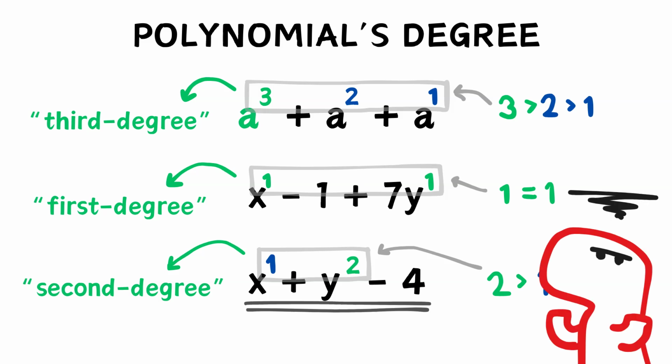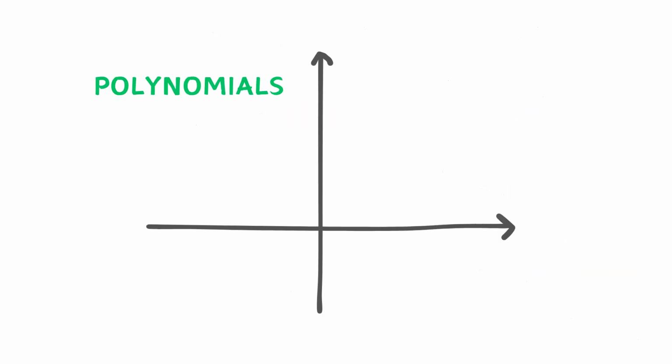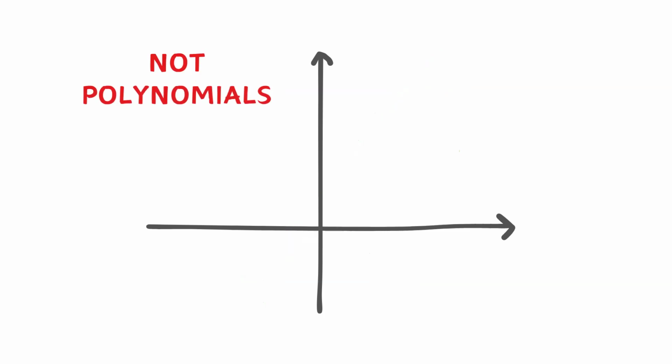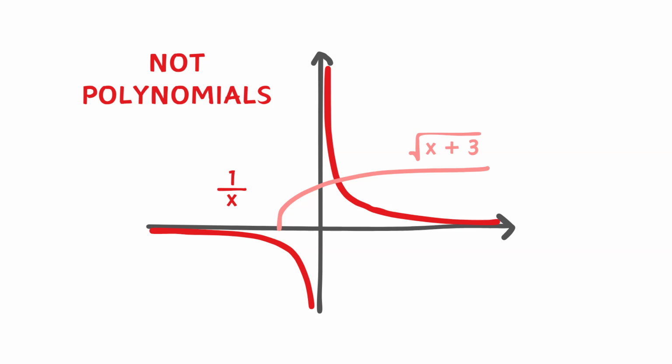All this polynomial nomenclature may seem redundant and pointless, but there's a reason for classifying polynomials. If we graph a polynomial, the function will always be continuous. No sudden jumps, gaps, or undefined points, unlike some other types of functions. This is very useful in later math, so it's good to lay the foundations now.